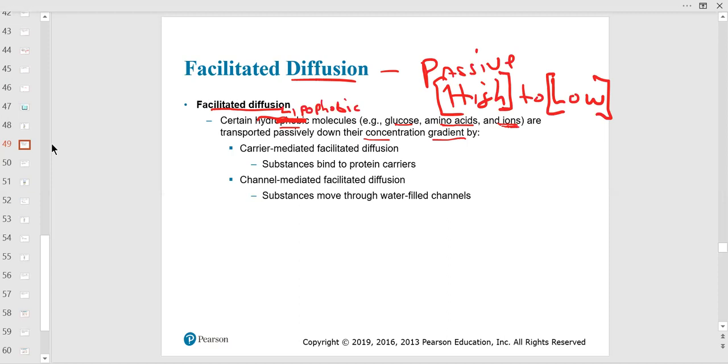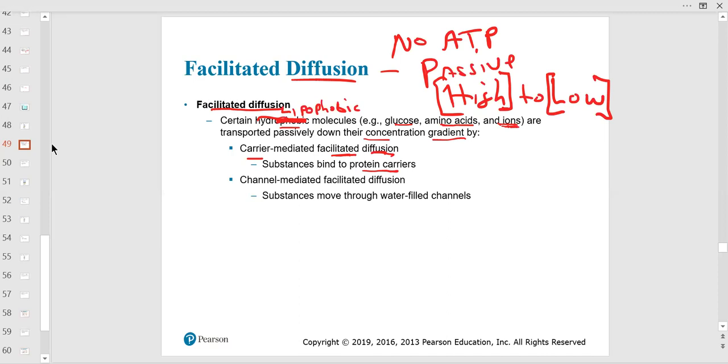So you have carrier-mediated facilitated diffusion. It's still free. It's still passive. No ATP. This is really what you take away from this. So it's still diffusion, even though it's facilitated. They bind to protein carriers, and the carrier takes them in, more or less.